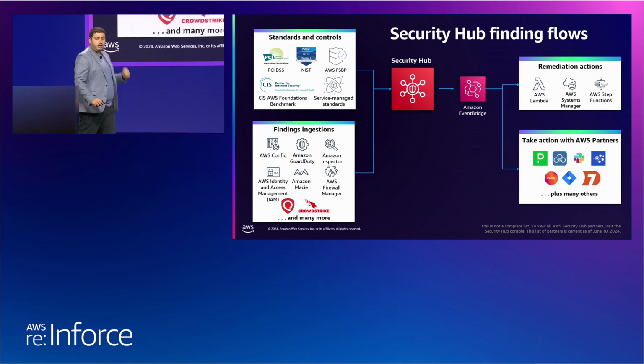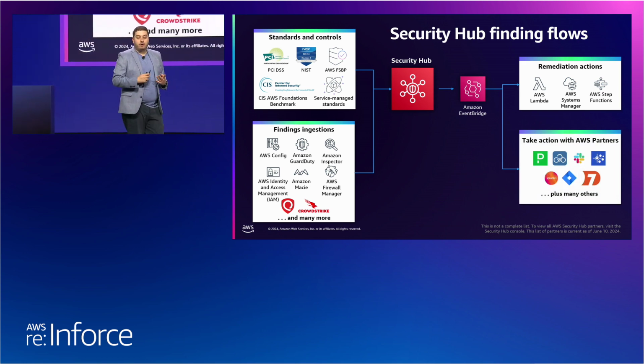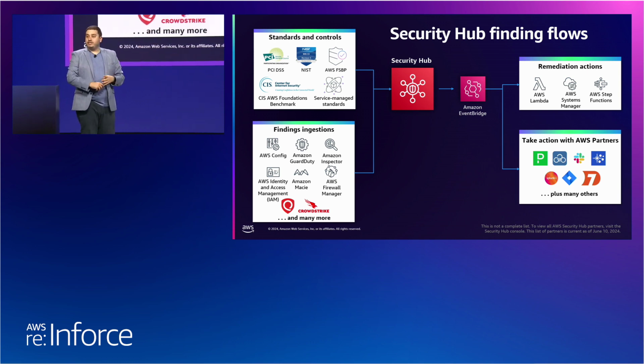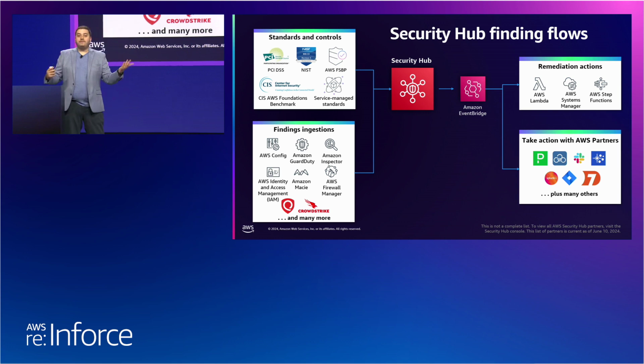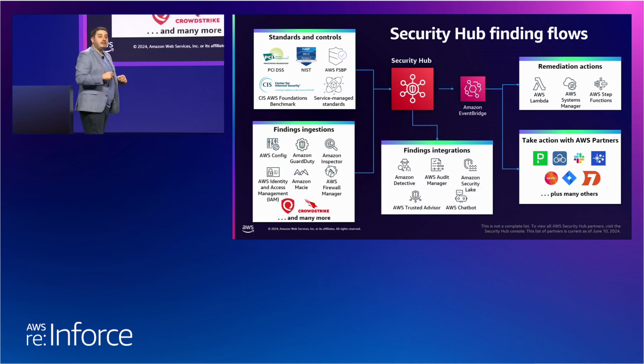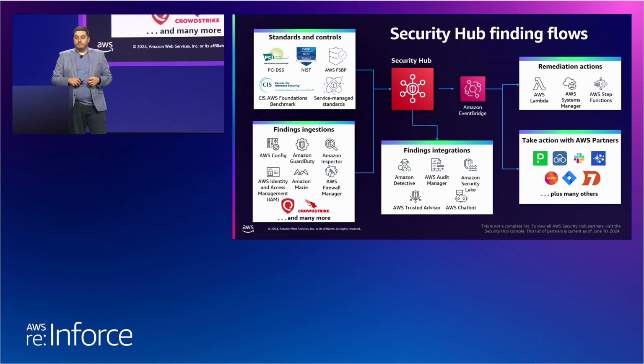This can be through additional partner integrations that take our findings and allow you to respond to them, from ticketing systems to even Slack, which will send you a message for each finding, or you can set filters in EventBridge to only notify you on critical findings, for example. And finally, we also have built-in integrations with other AWS services: Audit Manager for compliance, Detective for investigations, and so on.